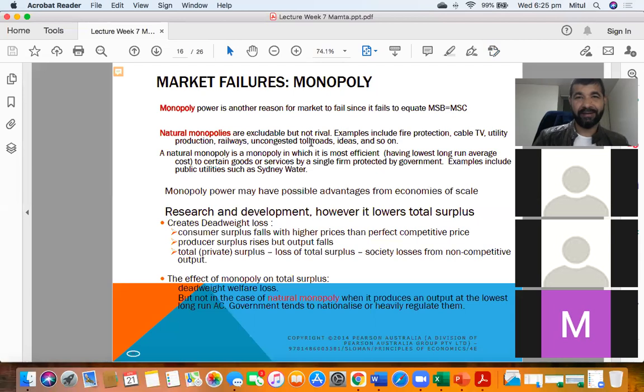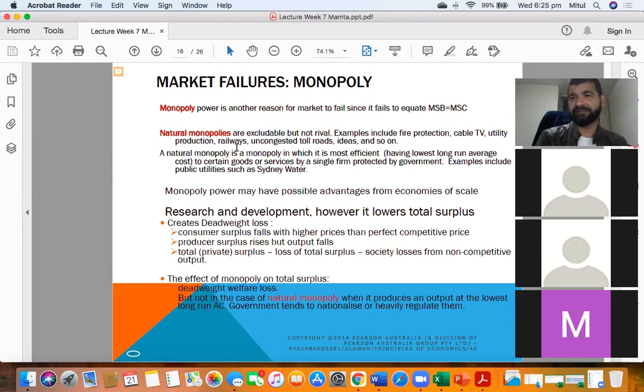Okay. All right. Next, let's move on. Natural monopolies are excludable but not rival. Fire protection, cable TV, utility production, railways, uncongested toll roads, ideas, these things are natural monopolies. A natural monopoly is a monopoly in which it is most efficient to supply certain goods or services by a single firm protected by the government.